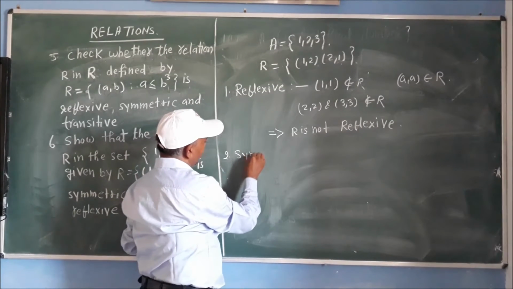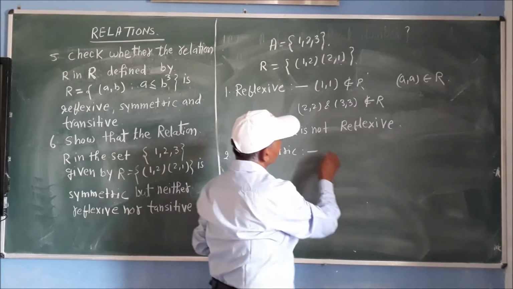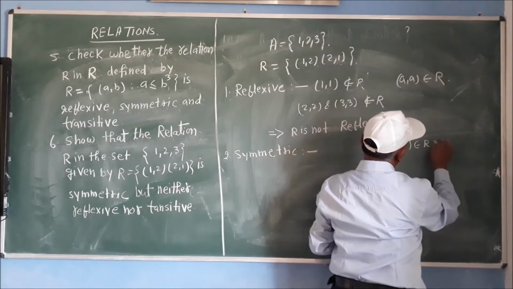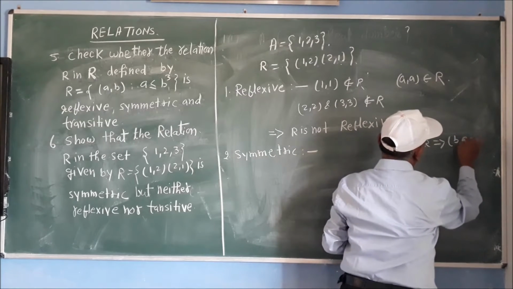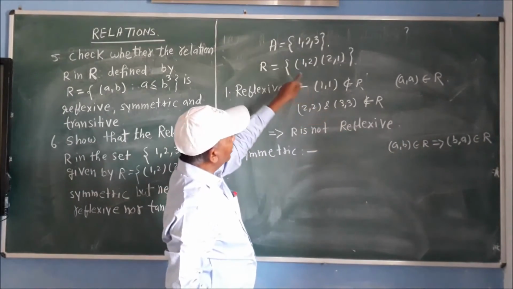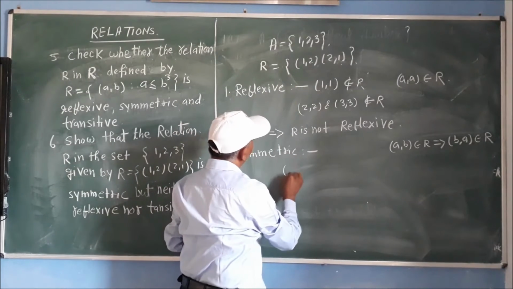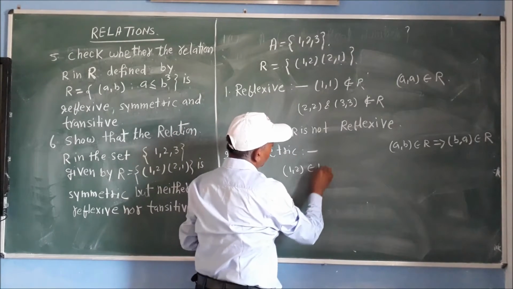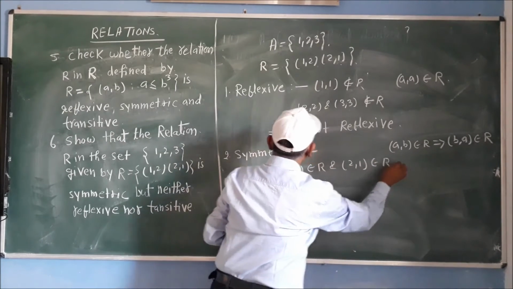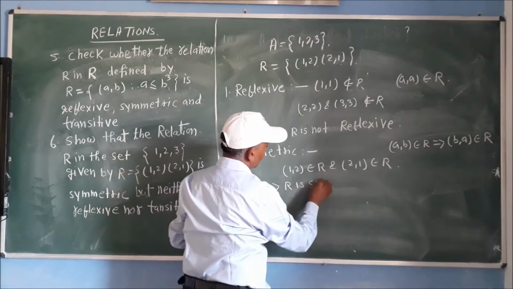The second property is symmetric. For the symmetric property, if (a,b) belongs to R, this implies (b,a) belongs to R. If (a,b) is an element of R, then (b,a) will also be an element of R. Here in the given example, (1,2) belongs to R and (2,1) belongs to R. So this implies R is symmetric.